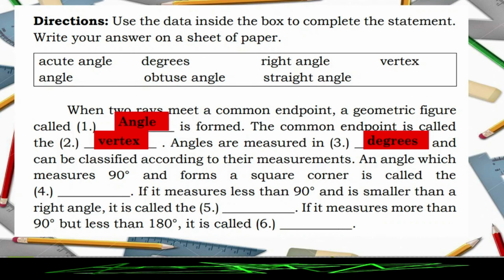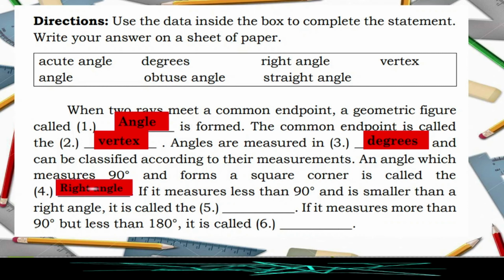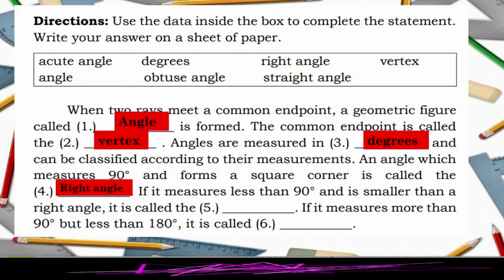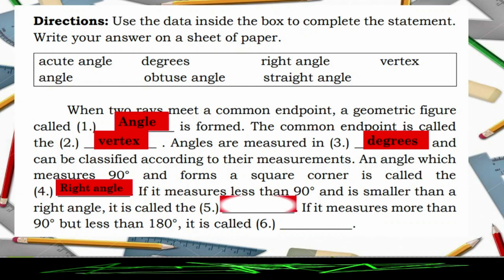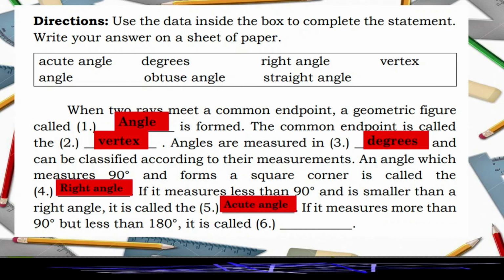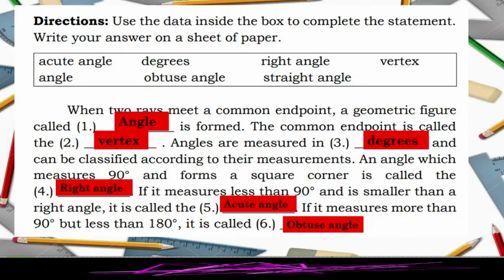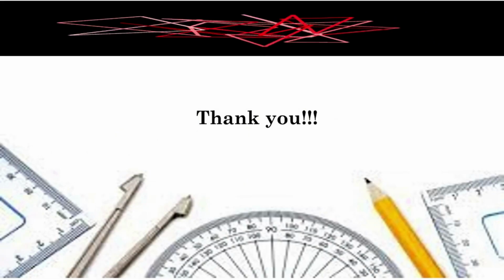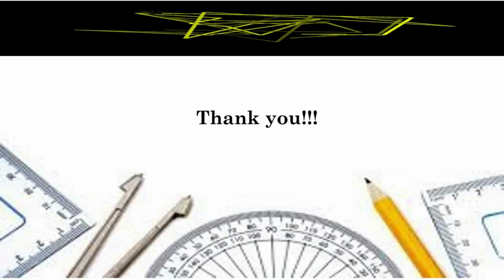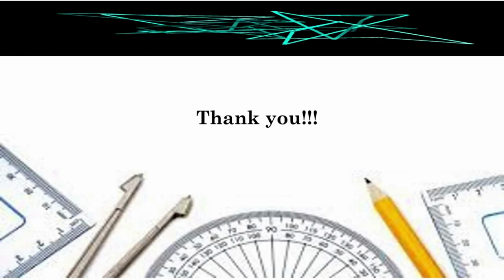An angle which measures 90 degrees and forms a square corner is called the right angle. If it measures less than 90 degrees and is smaller than a right angle, it is called acute angle. And lastly, if it measures more than 90 degrees but less than 180 degrees, it is called an obtuse angle. Okay, so I hope you understand or you can differentiate the three angles: the acute angles, right angles, and obtuse angles.